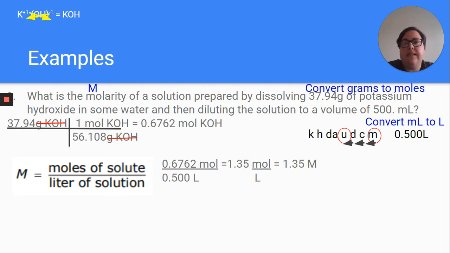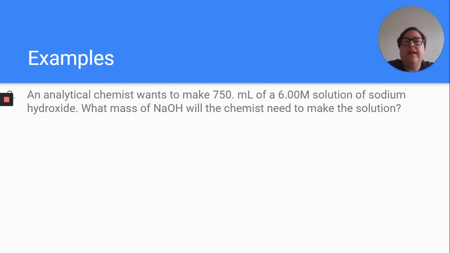Let's look at another example. Here we are given 750 milliliters. I know that when I'm given milliliters, I need to convert to liters. So King Henry died unusually drinking chocolate milk. We're going from the M for milliliters to U for liters. So that's 3 places to the left. So that gives us 0.7500 liters. Then we have 6.00 M.